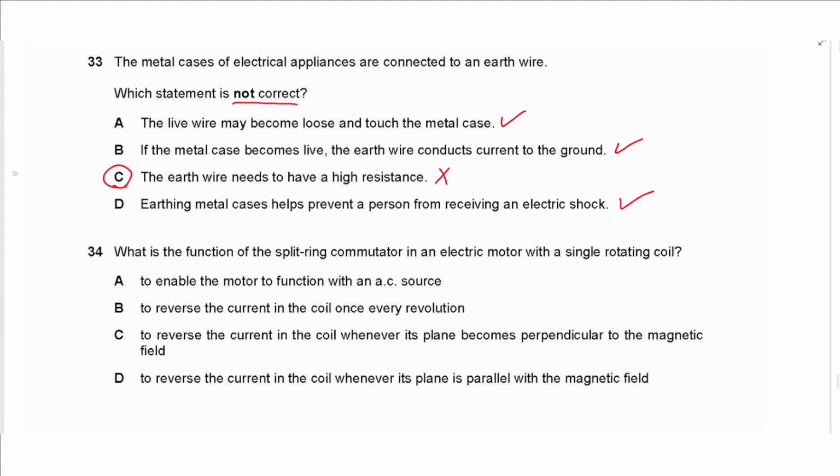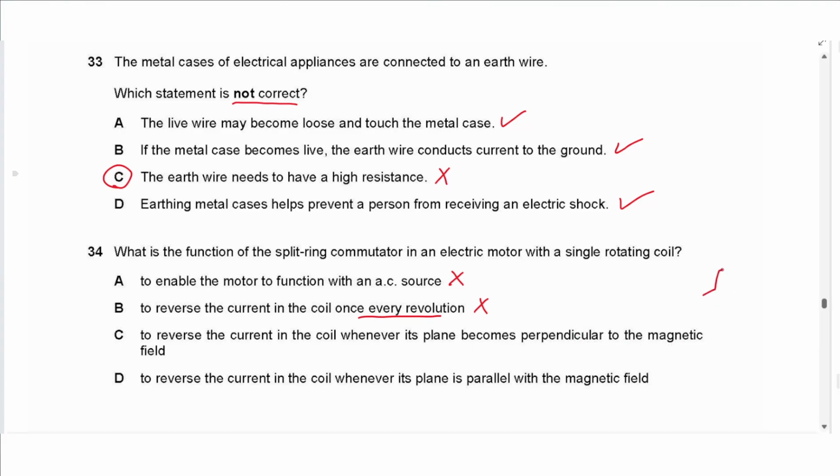Question 34 says, what is the function of a split ring commutator in an electric motor with a single rotating coil? To enable the motor to function with an AC source. No. To reverse the current in the coil once every revolution. Not every revolution, every half revolution. To reverse the current in the coil whenever its plane becomes perpendicular to the magnetic field.